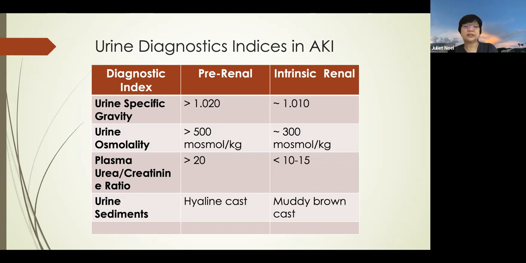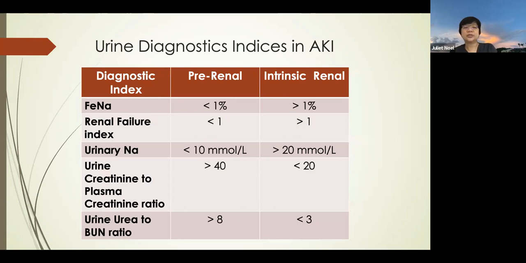For plasma urine creatinine ratio, as I mentioned, for pre-renal or dehydration, you have more than 20. For intrinsic, it would be normal. Urine sediments, pre-renal might be nothing, you don't see anything, or you might see hyaline cast, which is a normal cast that can be seen in a normal urine. For intrinsic renal, especially ATN, muddy brown cast is seen in acute tubular necrosis. For fractional excretion of sodium and renal failure index, I'll discuss it later.